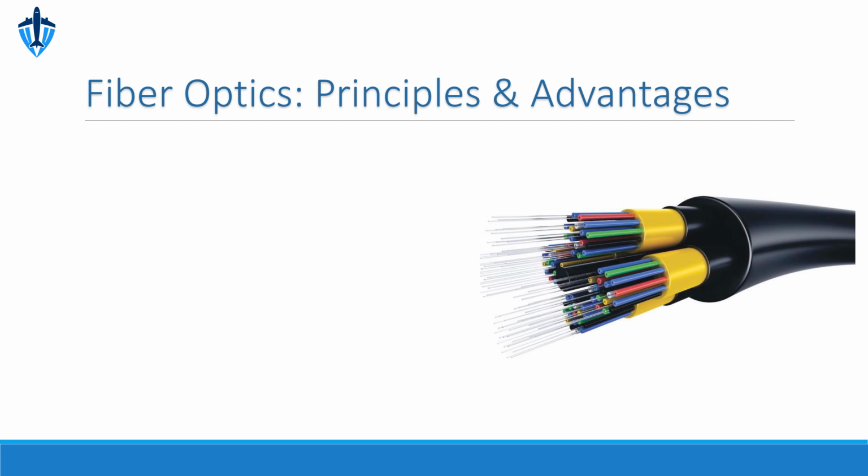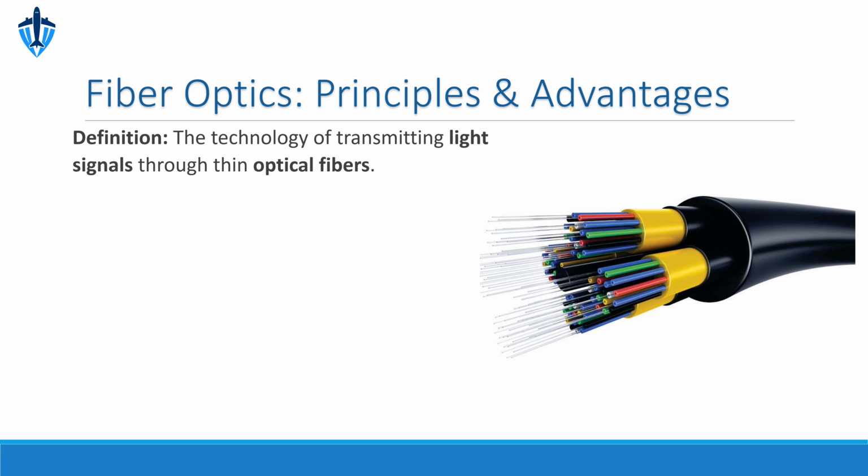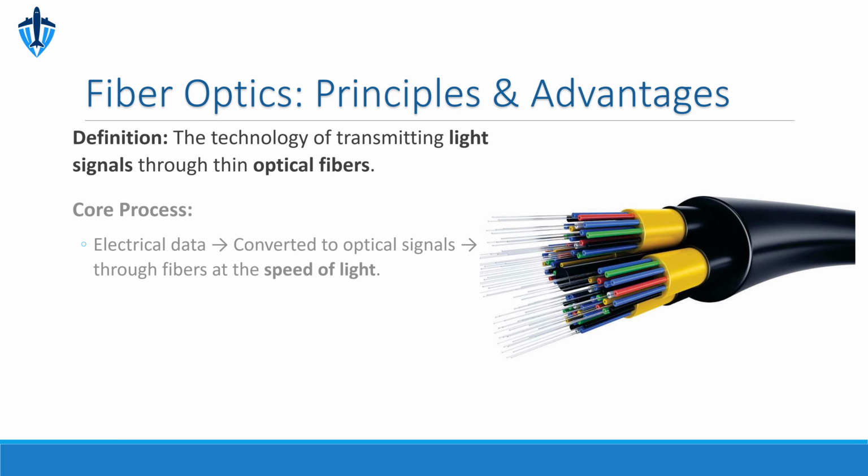We now move to a transformative application of light in modern aircraft, fiber optics. This is the technology of guiding light through incredibly thin, flexible strands of glass or plastic called optical fibers. The principle is elegant. Electrical data signals are first converted into pulses of light. These light pulses then travel down the fiber at, well, the speed of light, to be converted back into electrical data at the other end.